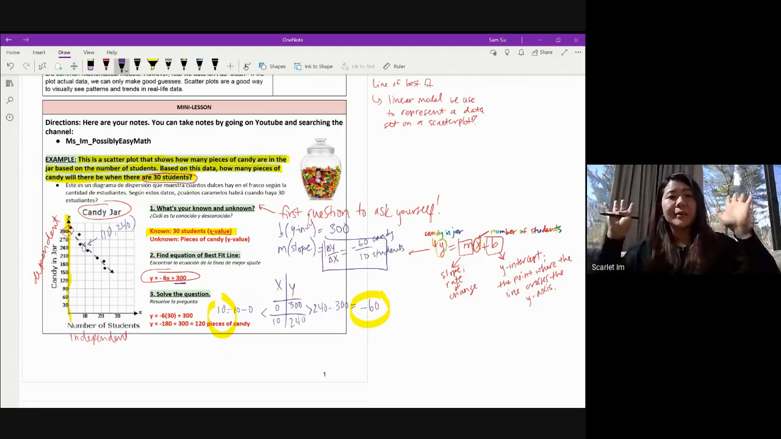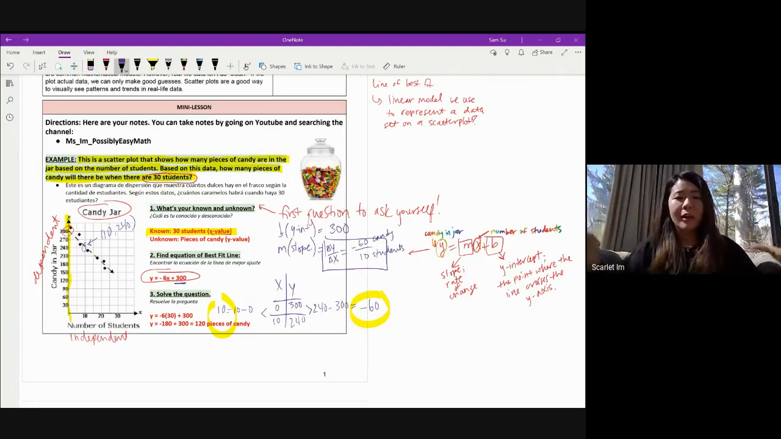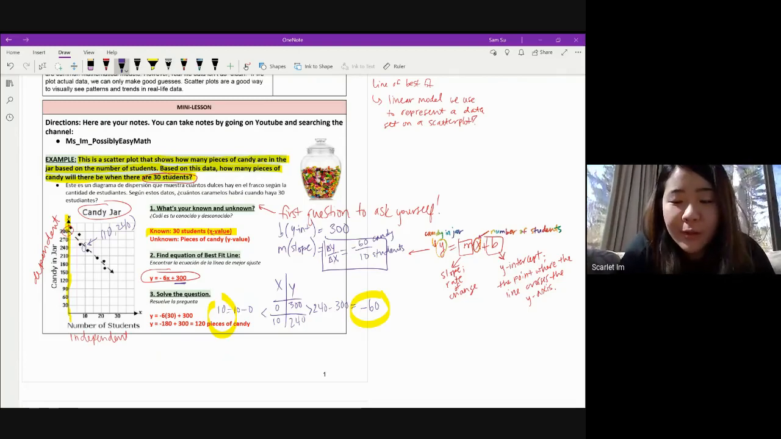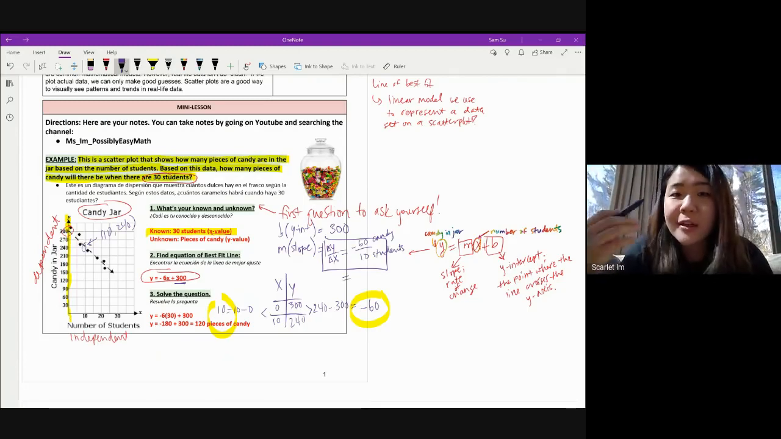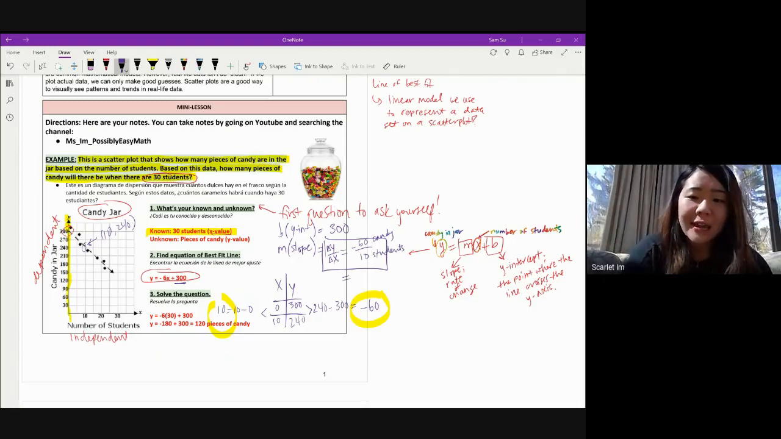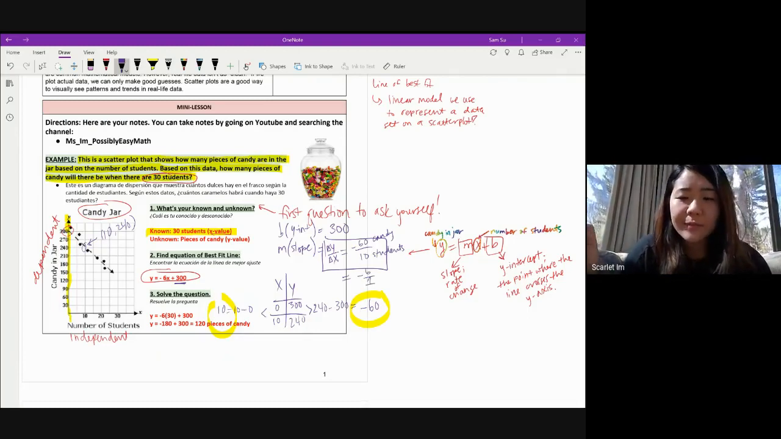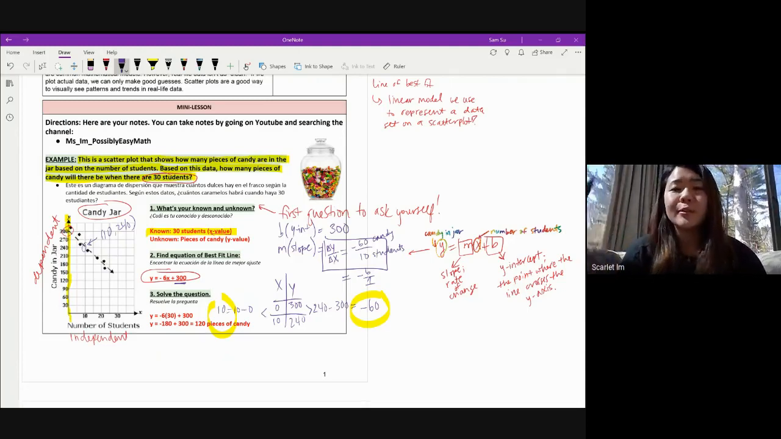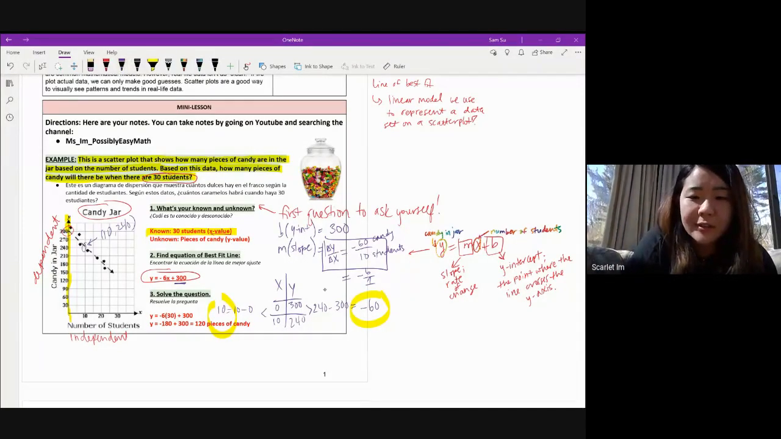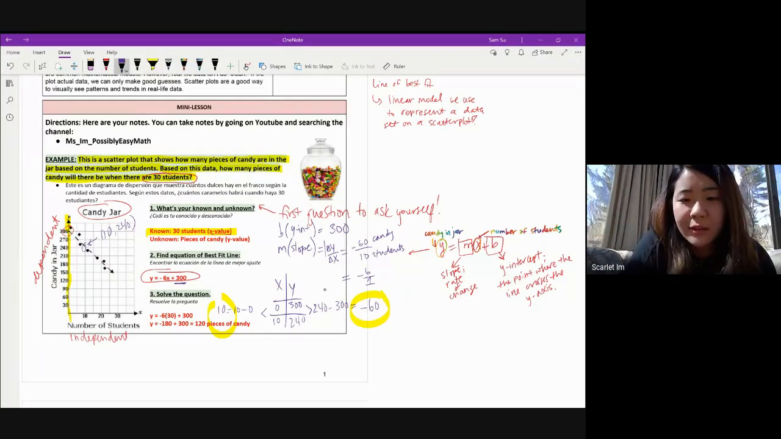Okay, so 60 pieces of candy disappear per 10 students. Or the way we can say it, if we simplify our fraction, is that we lose 6 pieces of candy because it's negative, we lose it. We lose 6 pieces of candy for every student.